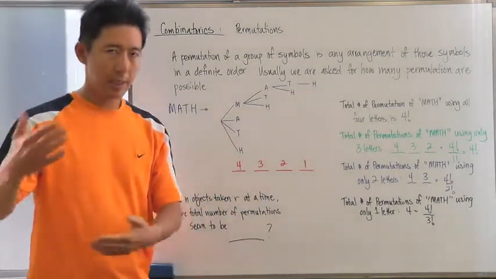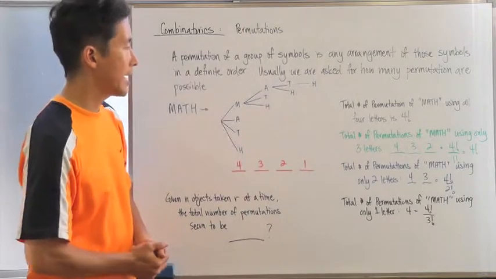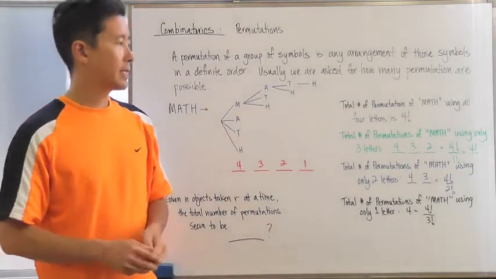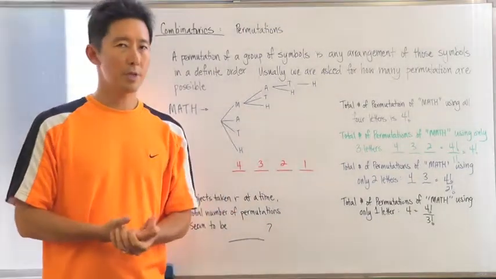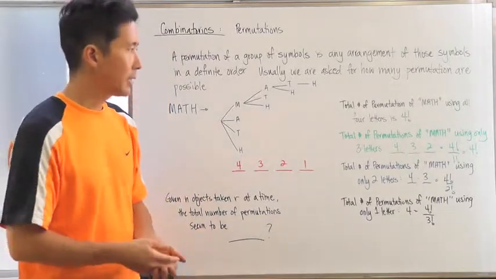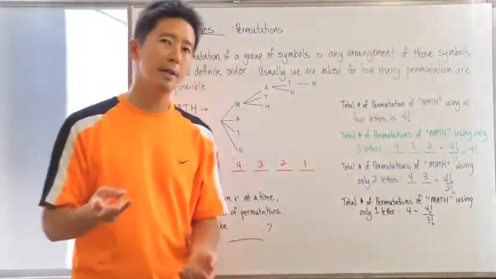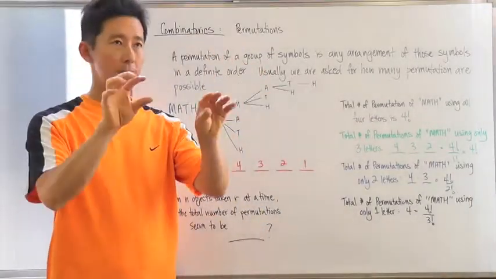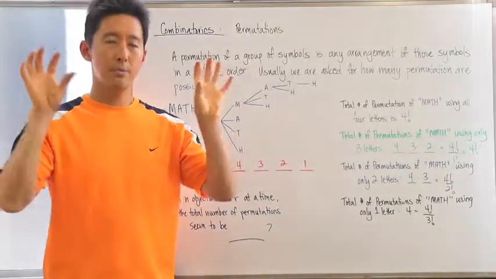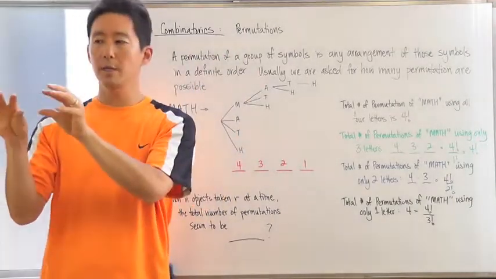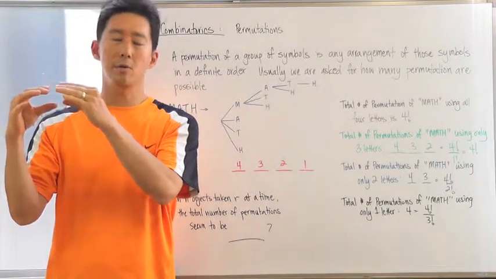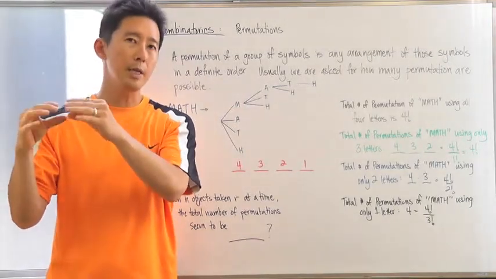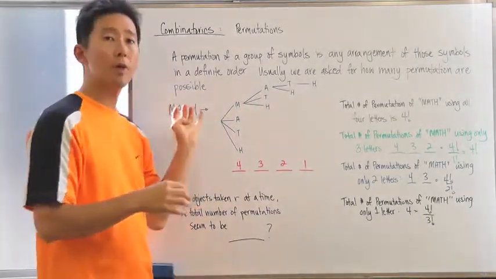Now let's go ahead and think a little bit more. Let's say what happens if we want to take a look at the total number of permutations of the word math, but this time we're only going to be using 3 letters. So you have 4 letters, M-A-T-H, but in the end you're only looking at how to create an arrangement of 3 letters using those 4 letters.